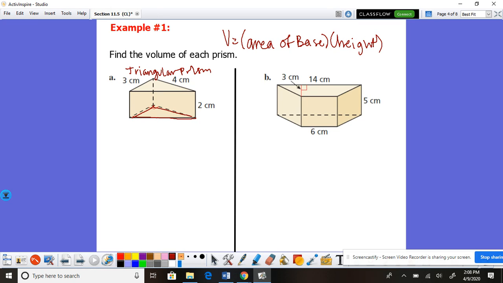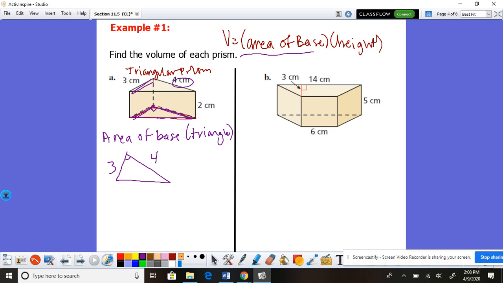Okay, well, triangular prism, therefore the base is a triangle. So first thing we want to do is find the area of the base. And that base is the triangle. Okay, so this right here, if I were to draw it out, it looks like this. Notice here's a right angle. I've kind of covered it up. This is the same as this, so this is 3. This is the same as this, so this is 4. We don't know that, but we don't need to.